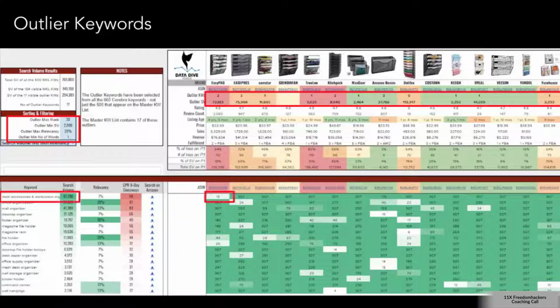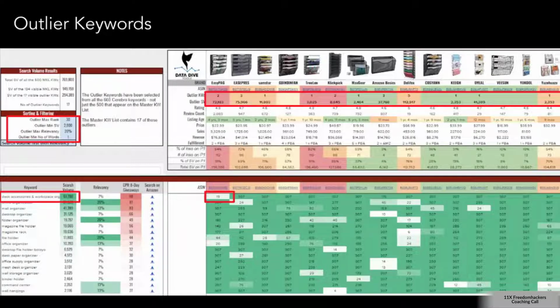For these desk accessories and workspace, we have only one competitor that has been ranked 19, and the others are not even indexed. Because that 307 means they're not being indexed. So these are the whole low hanging fruits.